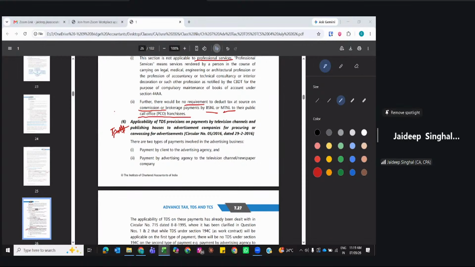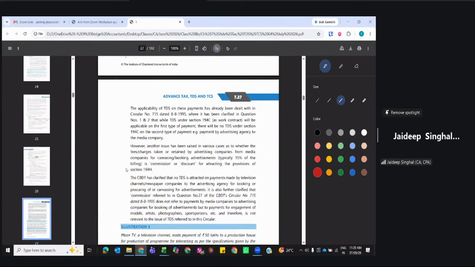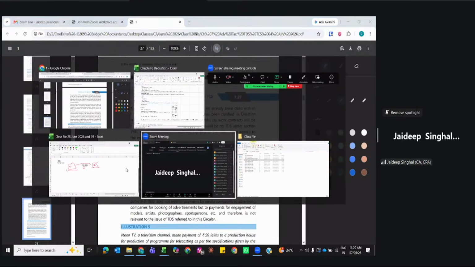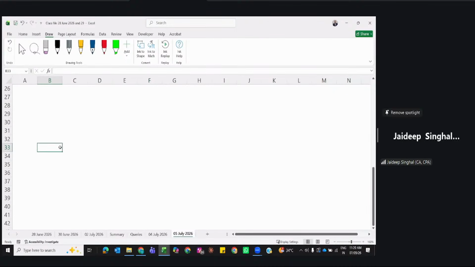This is page number 7.27. Okay. Give me 1 second. Advertising agency. Sorry, 1 second. I'm facing some problem in the Excel.